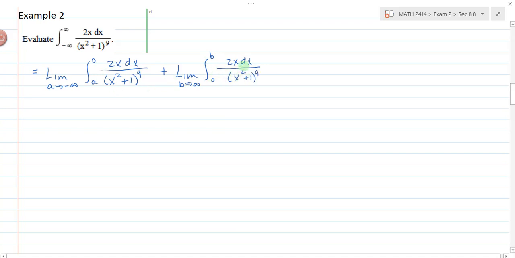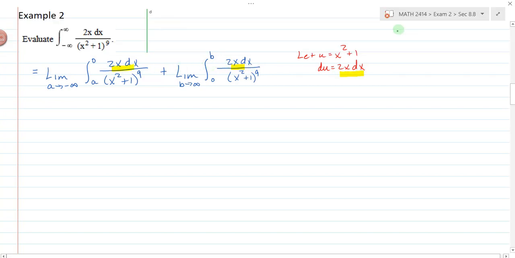How would we evaluate these integrals? There's multiple ways to do this. One way to do it is a u substitution. It's not the way I did it on my notes before. On my notes before, I did a trig substitution. We can do this with a u substitution if you like. What would we let u be equal to? x squared plus 1. So then du is going to be equal to 2x dx. Well, we have a 2x dx right here for our du.